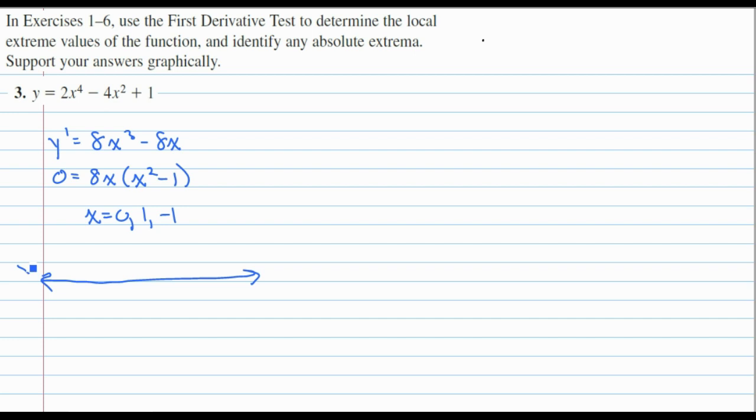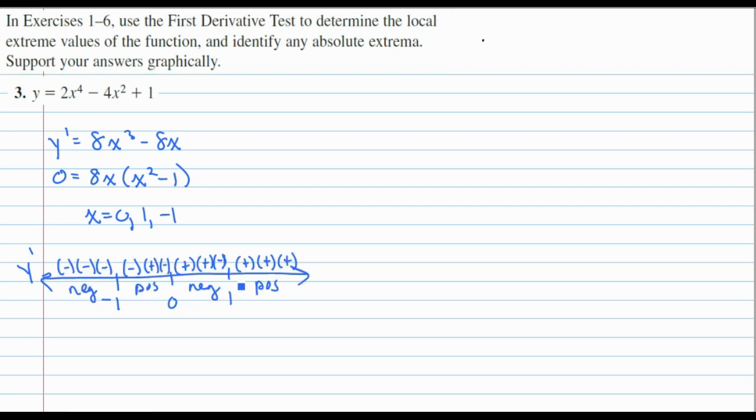So I'm going to label on my number line y prime, because that's the function I'm testing. Put the critical values of y down on the number line and test each interval. And I got negative, positive, negative, positive, which means the graph of y is going to decrease, increase, decrease, increase, which makes sense. It's a fourth degree polynomial. Its end behaviors should both be facing up because the leading coefficient is positive. So I'm going to say that y has a local max at its critical value x equals 0, and it has local mins at x equals -1 and 1.